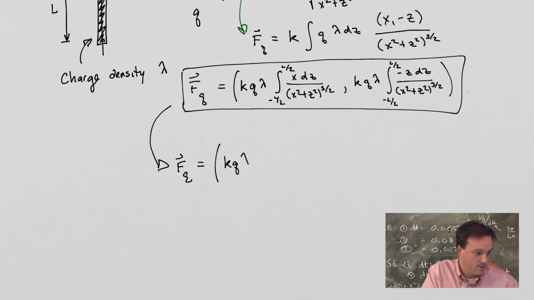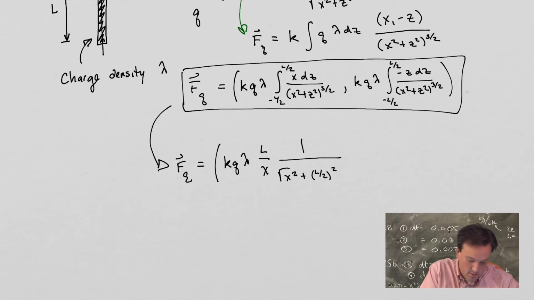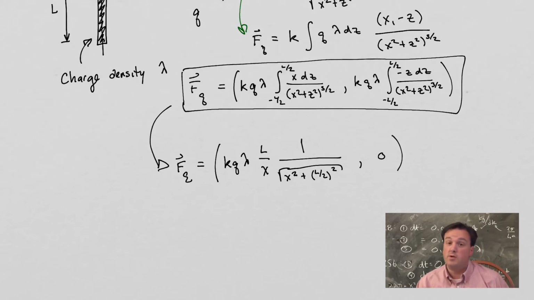kq lambda times L over x. Remember, x is the location of the test charge along the x-axis, times 1 over the square root of x squared plus L over 2, quantity squared. And then, of course, because it's a vector, the z component of that vector is 0.